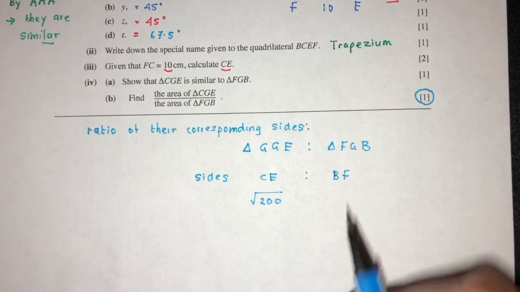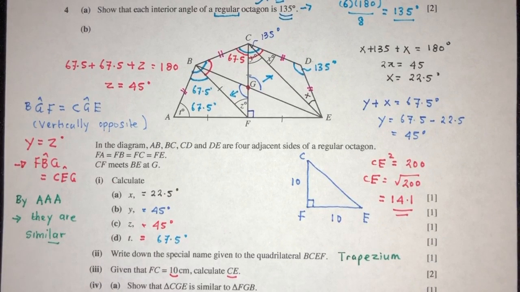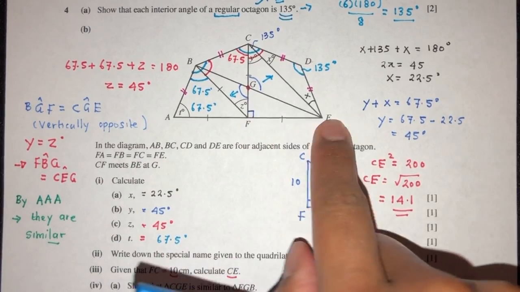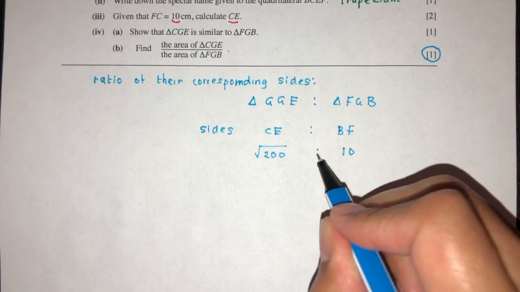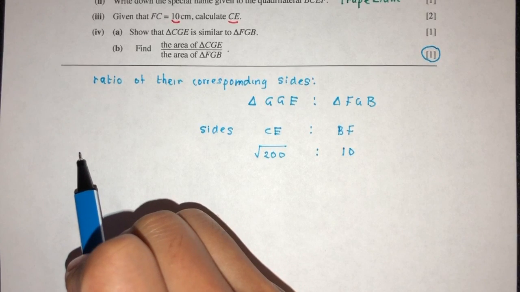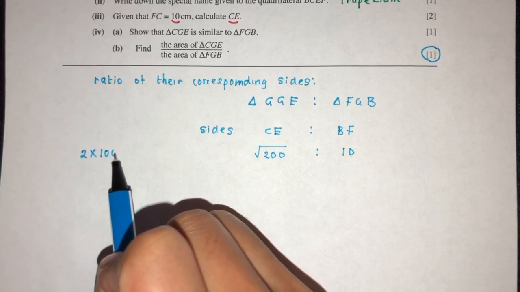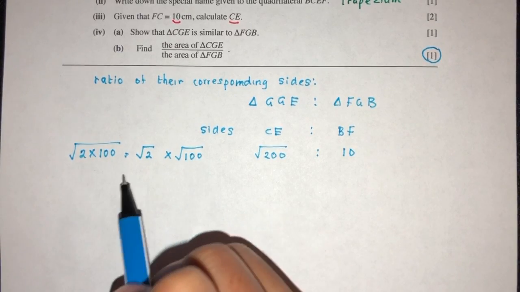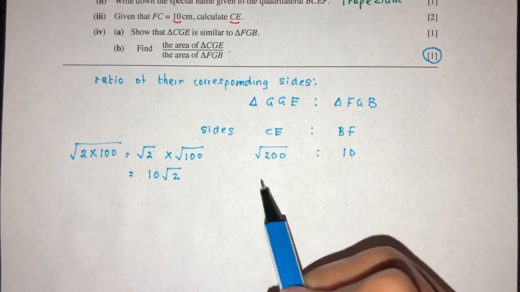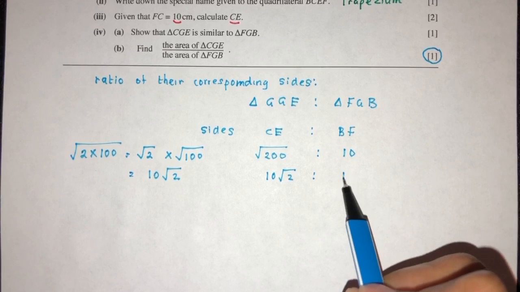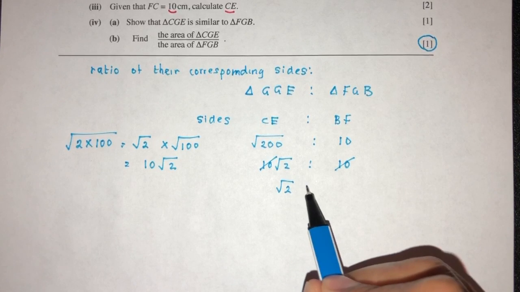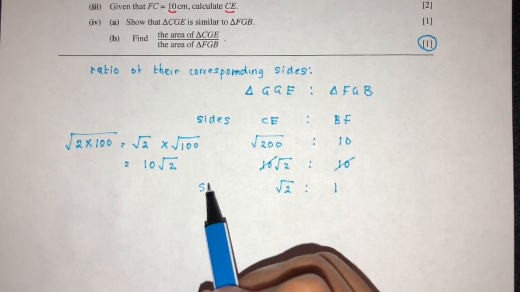So what is the length of BF? By observation, we have been given that the sides FA, FB, FC, FE are the same, which is 10. So that will be 10. So we can simplify. What is root of 200? It is 2 times 100 under the root. That should be root of 2 times root of 100. That will be simply 10 root 2. So 10 root 2 to 10. Now we can divide by 10 on both sides. This will cancel out, obviously. You have root 2 to 1. But now this is the ratio of their sides.